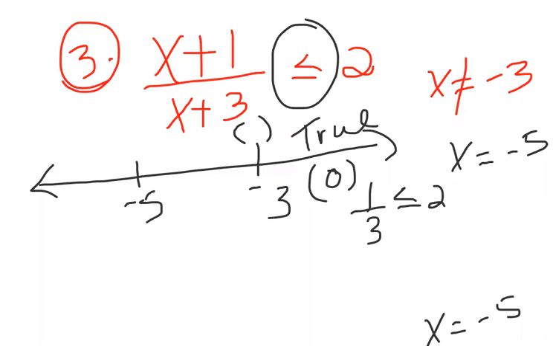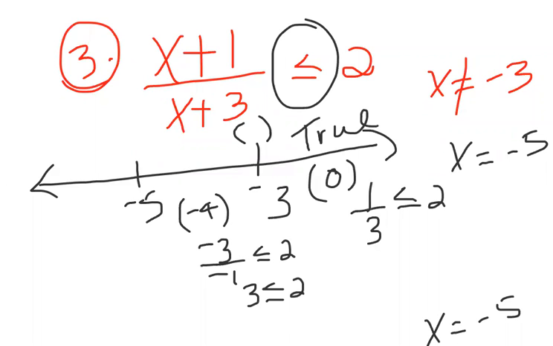Now I'm going to test with a different value, guys. I'm going to test negative 4. In the numerator, negative 4 plus 1 is negative 3. In the denominator, negative 4 plus 3 is negative 1. So when I simplify this, I get 3 is less than or equal to 2. Is that true or is that false? That's false. Remember, the truth values, they alternate most of the time. So if the middle region is false, then that means that this one right here is going to be true.